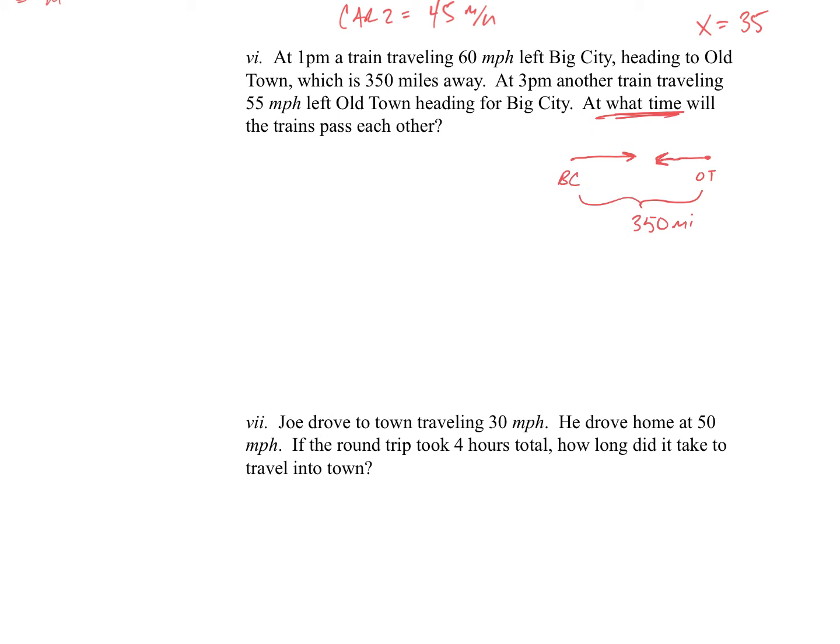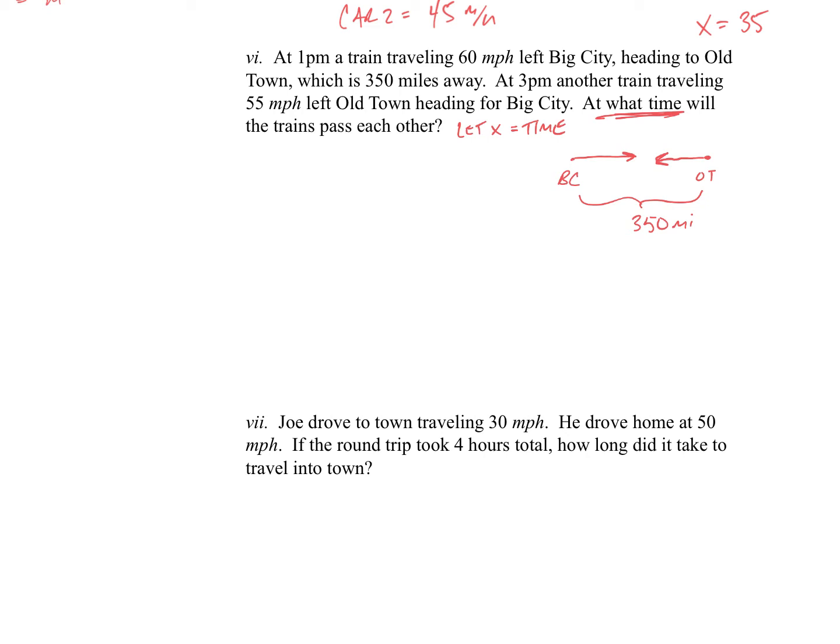If time is the thing I'm looking for, then I want to let x equal time. Now, I need to be careful about which time I'm talking about. Am I talking about the first train that left Big City, or am I talking about the second train which left Old Town? Because their time traveled is different. One train was traveling for longer than the other.